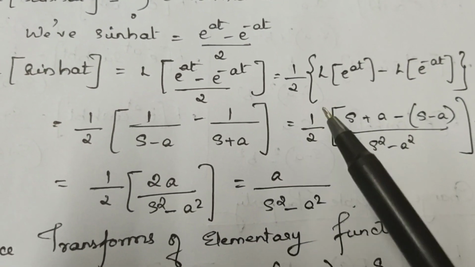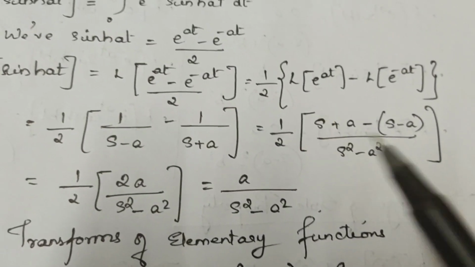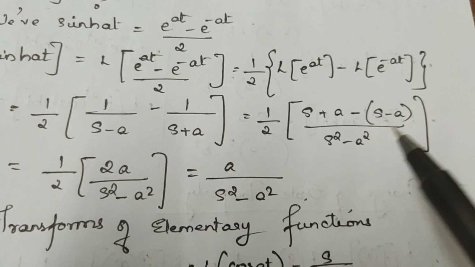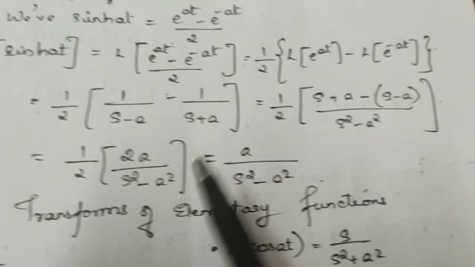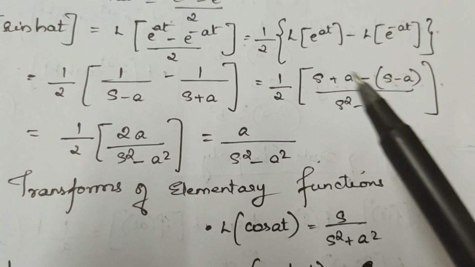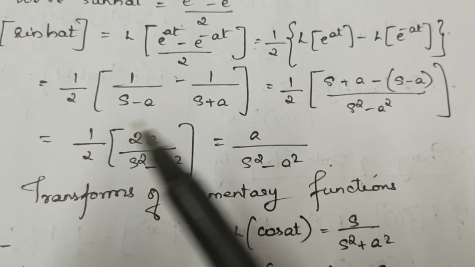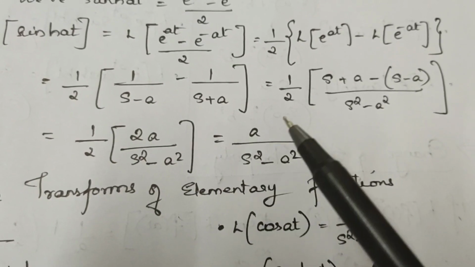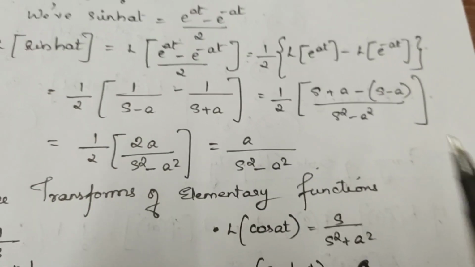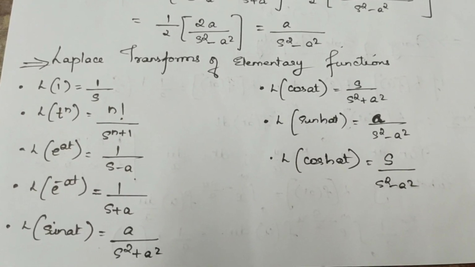Which is equal to 1 by 2 into, we'll take this side and this side. So s plus a minus s minus a by s square minus a square, which is equal to, this s and this minus s get cancelled and a plus a becomes 2a by s square minus a square. Now we'll cancel these two, which is equal to a by s square minus a square. So we have found out the Laplace transforms of all the elementary functions.